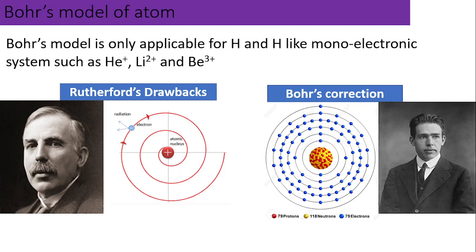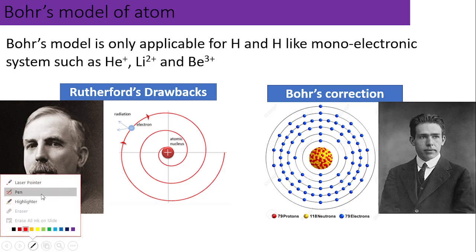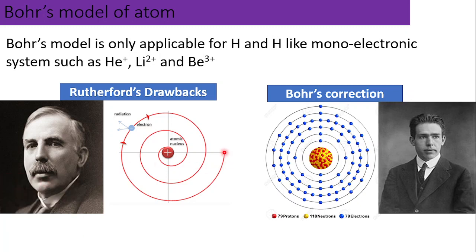In this picture you can see the electron. If it moves like this and continuously emits energy, that means it is continuously radiating, then its pathway will shrink down, and at one time it will collapse into the nucleus. So in order to correct it, Niels Bohr proposed his famous model of atom.